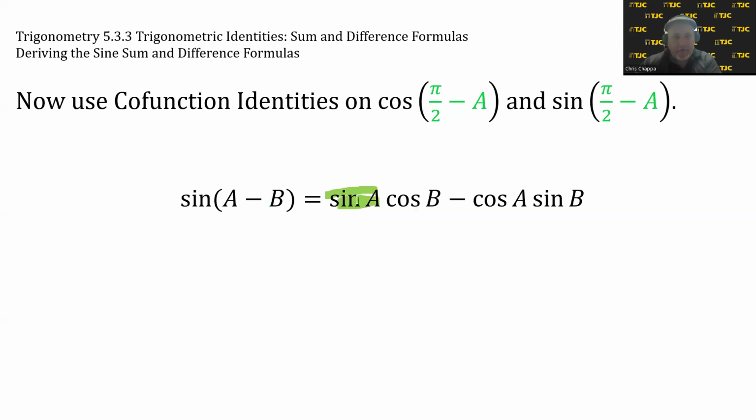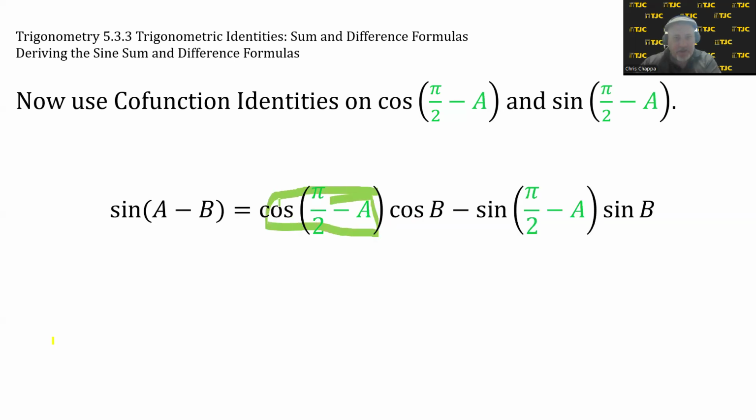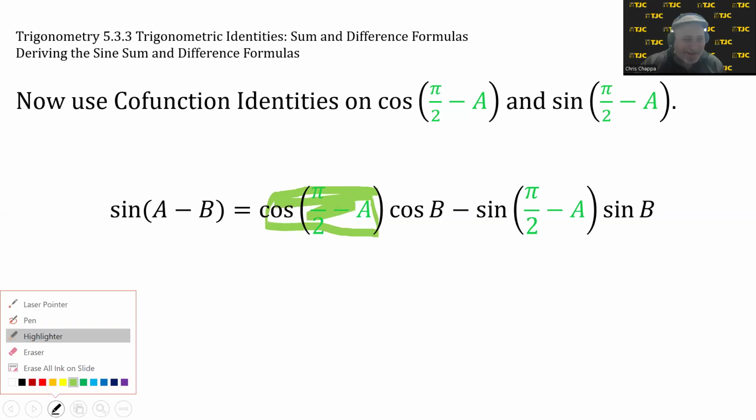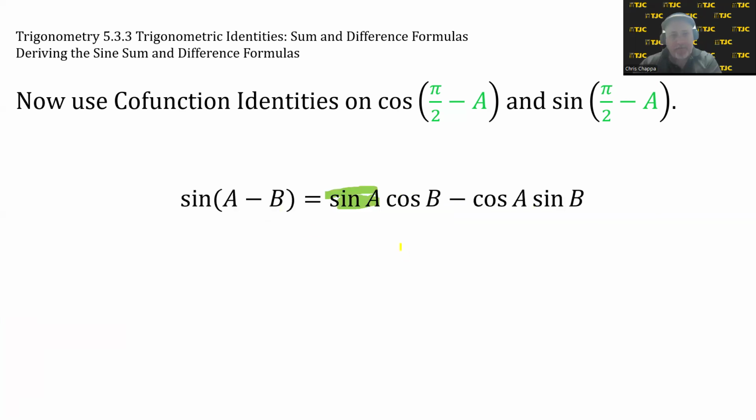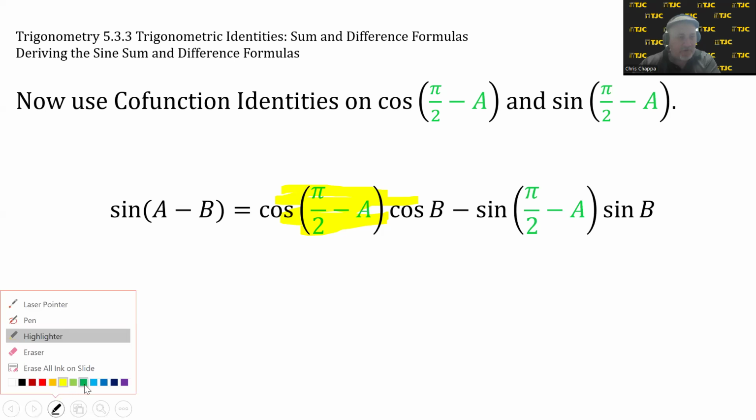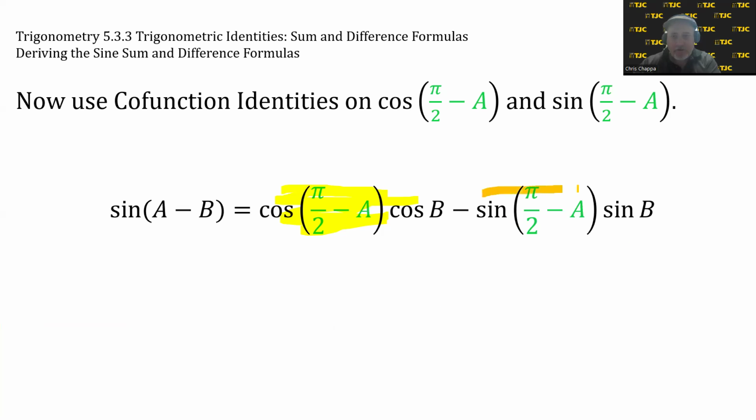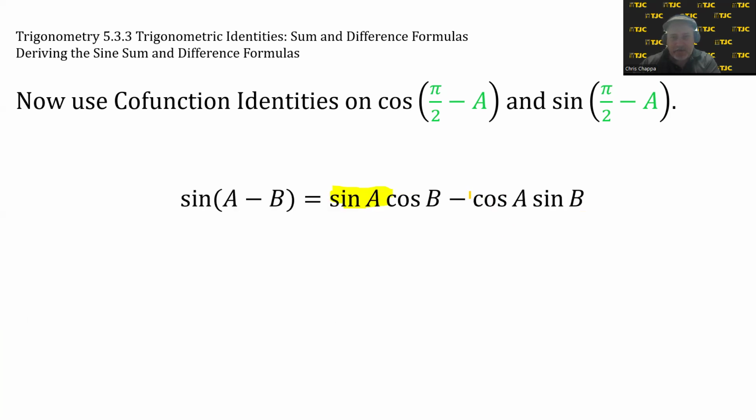So this guy was this guy. Okay, maybe green wasn't the best choice there. Let's try that again. We'll do it with yellow. This guy, cosine of pi over 2 minus A, equals this guy. So now let's go back and forth. Cofunction identity. That cosine equals that sine. And different color. We'll use orange. This guy, sine of pi over 2 minus A, is equal to this guy, cosine of A. Again, cofunction identity.